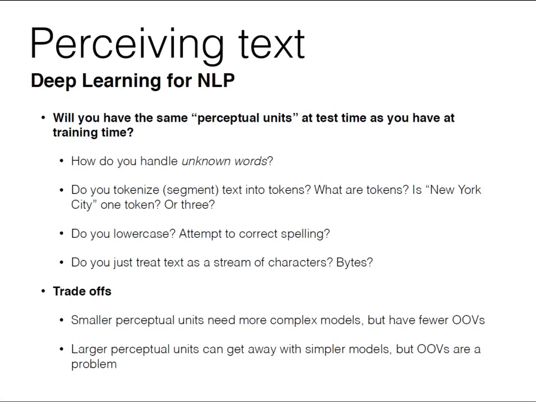Obviously, you're going to have fewer out-of-vocabulary words at test time, but you're going to need much more complicated models. Your model is going to have to figure out that there's something word-like that exists in your text. With larger perceptual units, maybe you can get away with simpler models. I mean, Word2Vec works pretty well if you have things that look like words going into it. But OOVs are going to be a bigger problem.